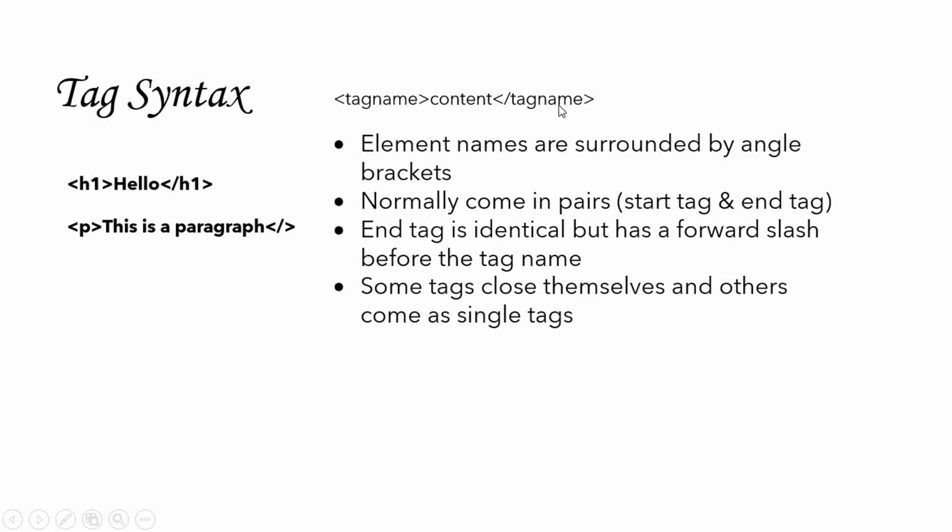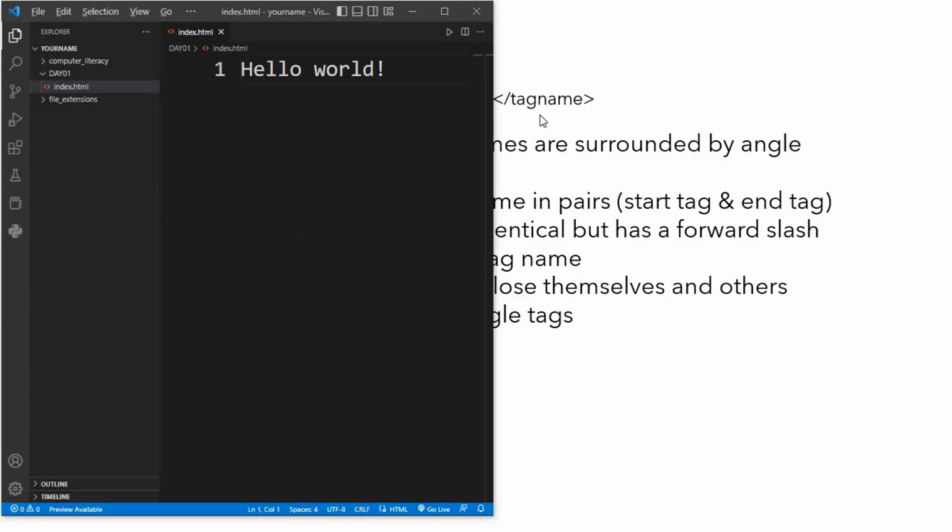So this and this belonging to a single element must be identical, except for this slash here. That signifies that this is the closing tag name. Normally they come in pairs, start tag and end tag, or you can also call them opening tag and closing tag. So let's see that in action.